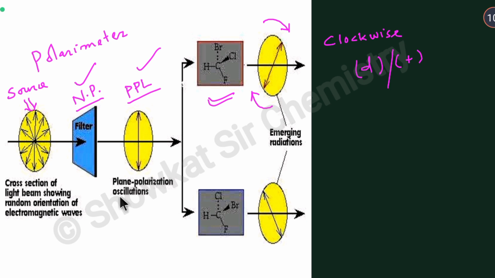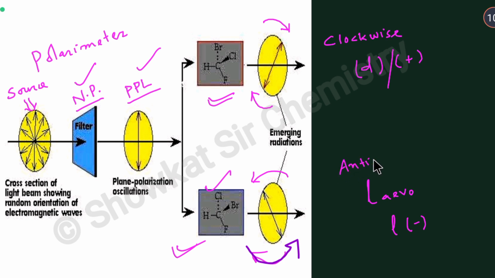Now similarly, if I pass this PPL, plane polarized light, through the solution of any compound, and that compound rotates the PPL light towards the left, you can see here that the PPL light has been rotated towards the left by this compound. So this compound will be your levo. It will be represented by small l or a minus sign. So one is dextro, another is levo rotatory. Levo rotatory will rotate the plane polarized light in the anti-clockwise direction, right? So you have to remember this. One will be dextro, another will be levo, right?